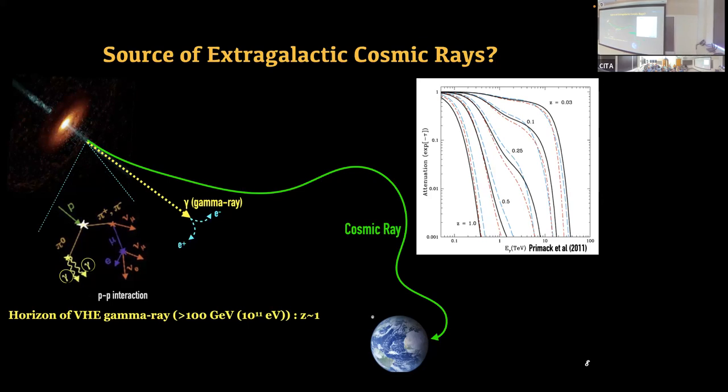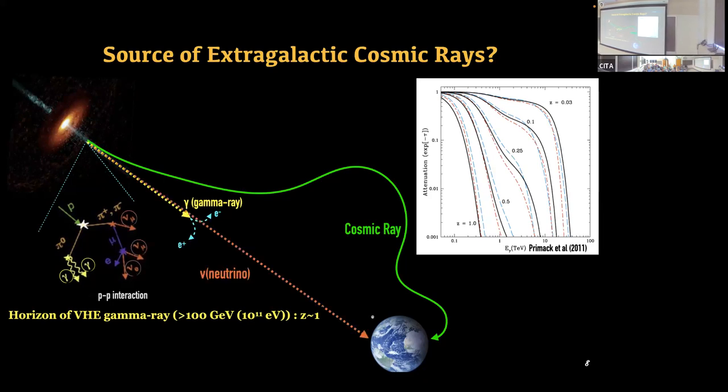So at, say, for example, 1 TeV energy, a particle just cannot go very far, right? It can go up to maybe 0.0 or something. It's very low for 1 TeV gamma ray seeing. And at around 100 GeV, that's where the gamma ray can see up to maybe redshift of 1. That's about it. We cannot really see any farther.